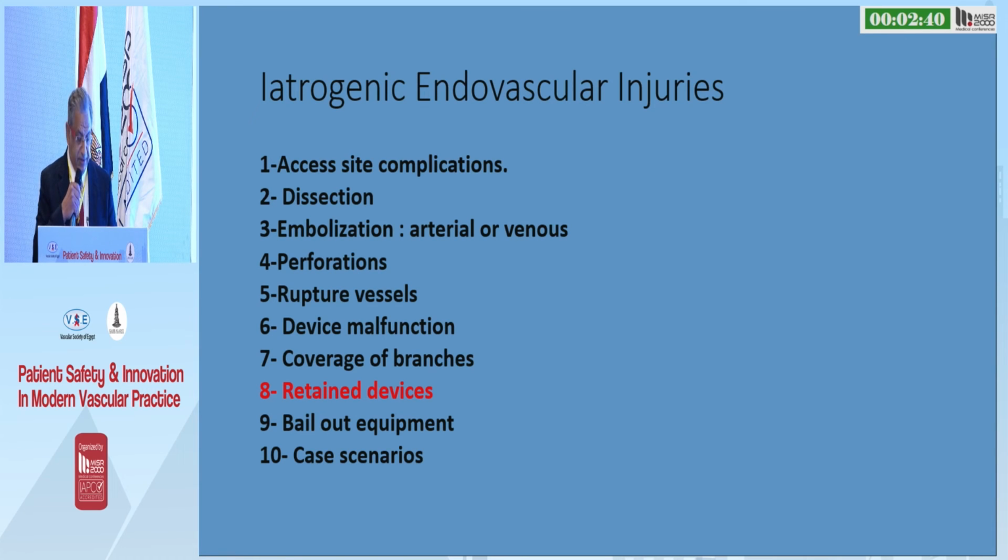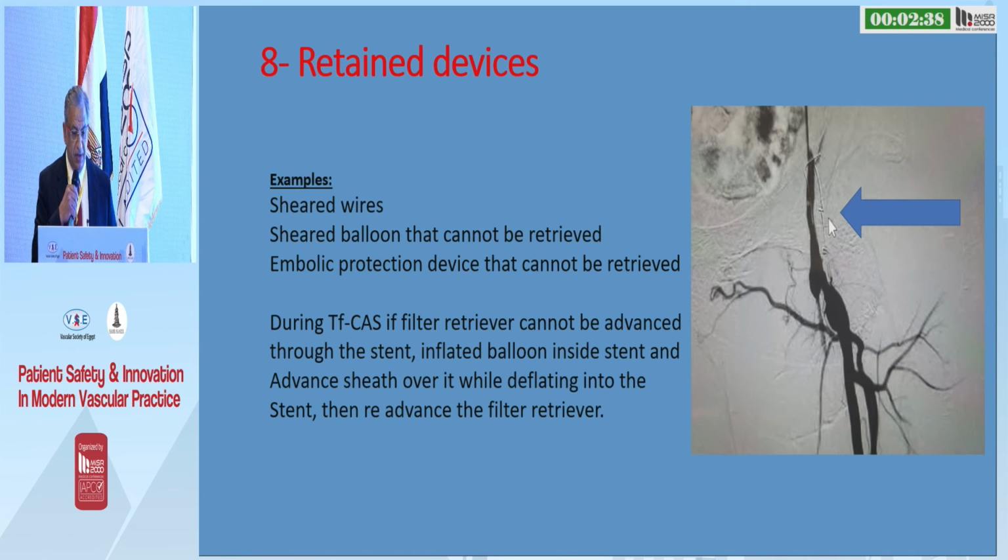The retained devices. This is also my case. It's a sheared wire at an access for a fem-pop that's occluded, and it's outside the circulation, it's left. A sheared balloon one time from an AV graft balloon, completely separated and embolized in the pulmonary artery on the other side, could not retrieve it. It was no problem, didn't cause problems.